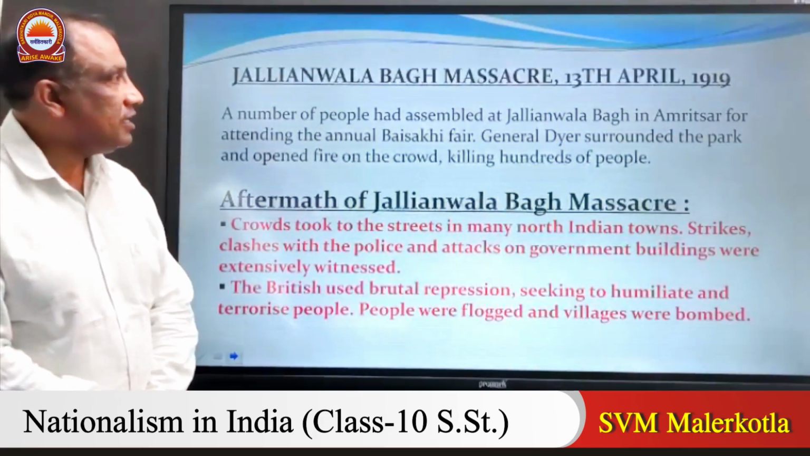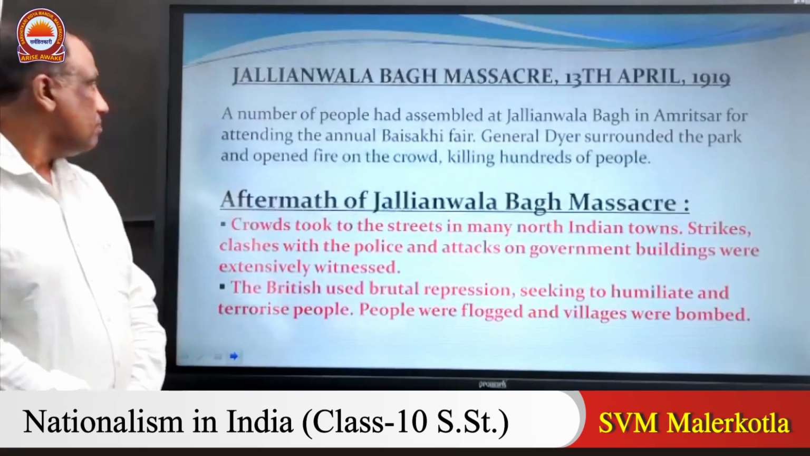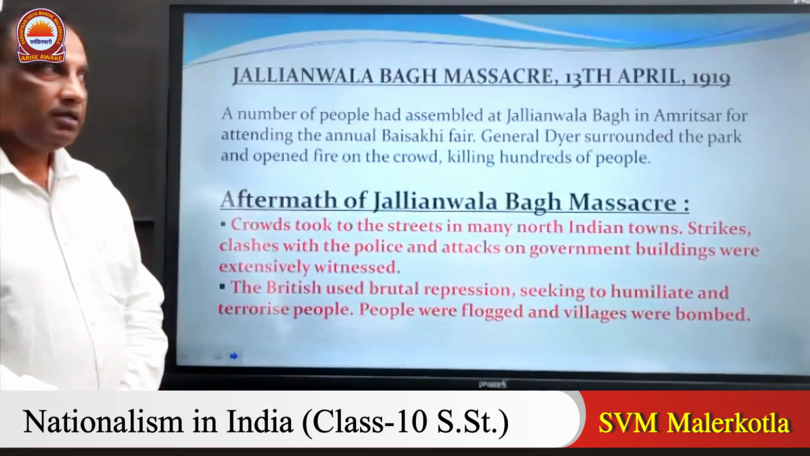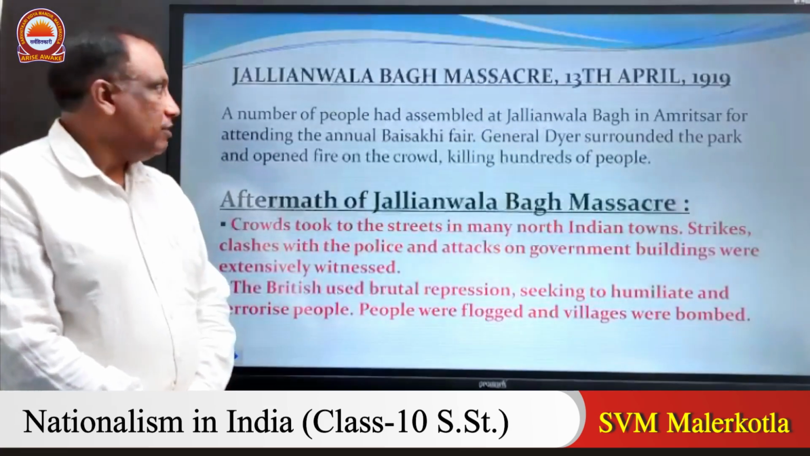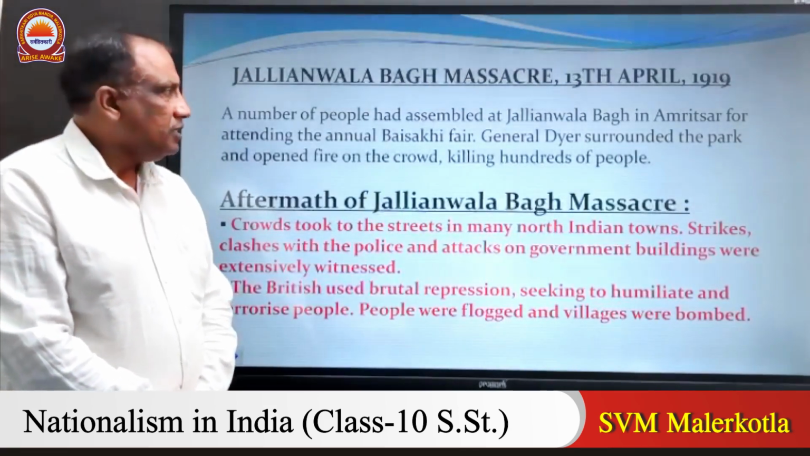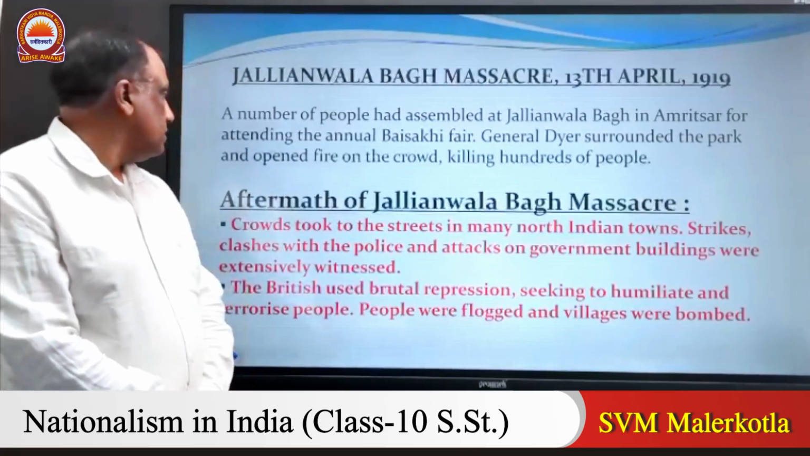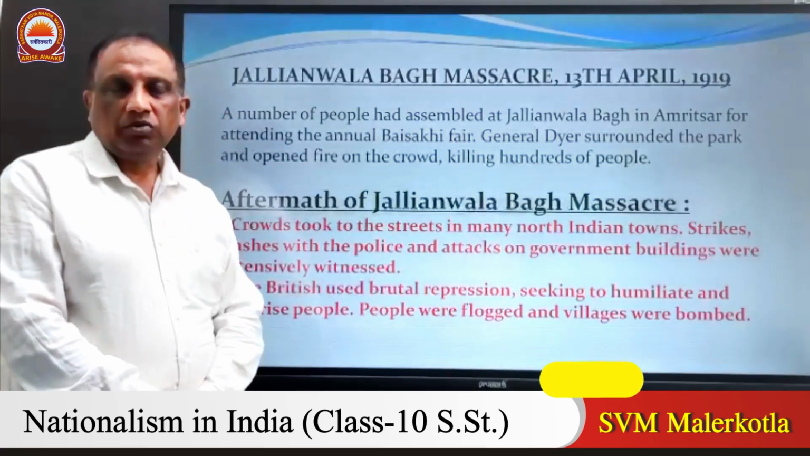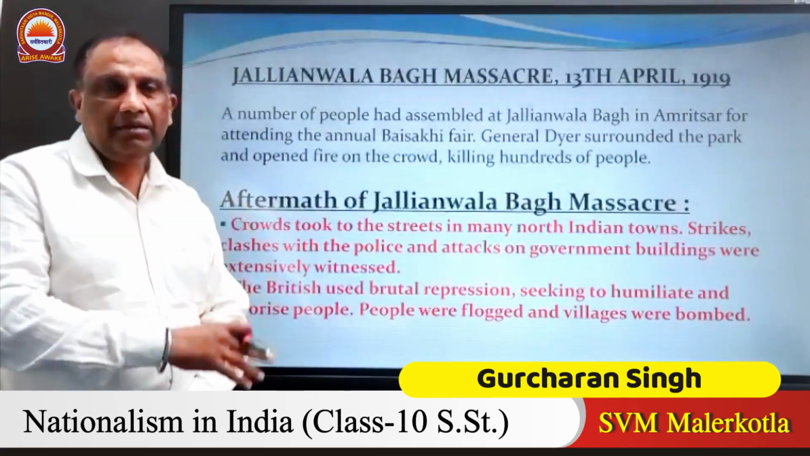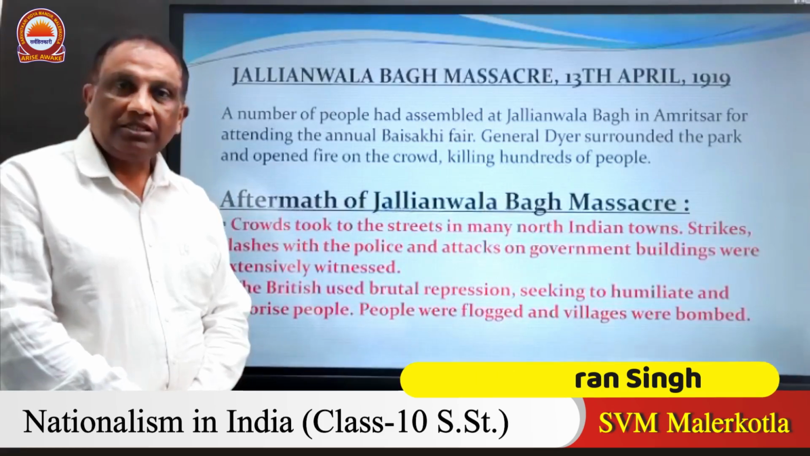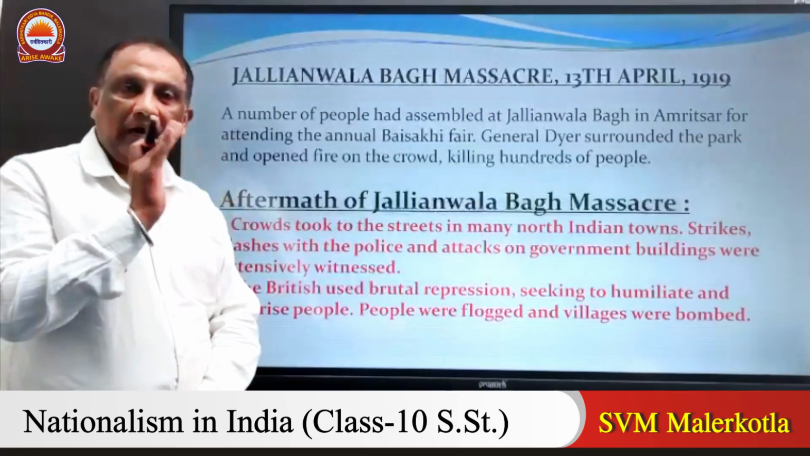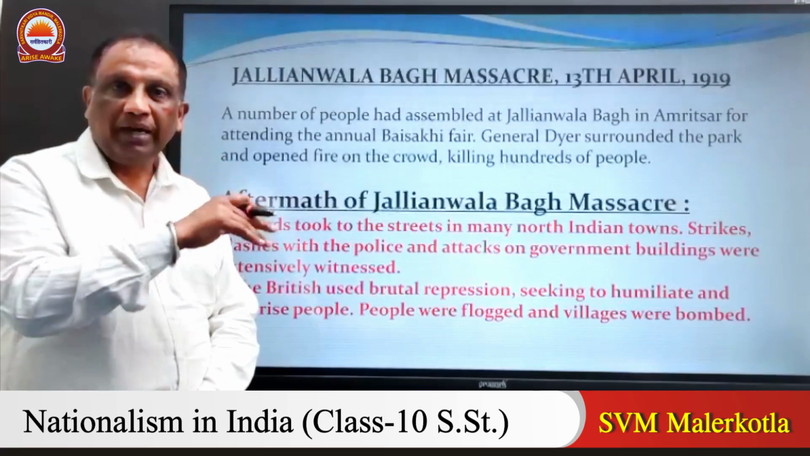Jallianwala Bagh massacre, 13th April 1919. A number of people had assembled at Jallianwala Bagh in Amritsar for attending the annual Baisakhi fair. General Dyer surrounded the park and opened fire on the crowd, killing hundreds of people. This was a very extreme step by General Dyer, just to check the Indian people and put a great mark on their mind and soul by his actions.